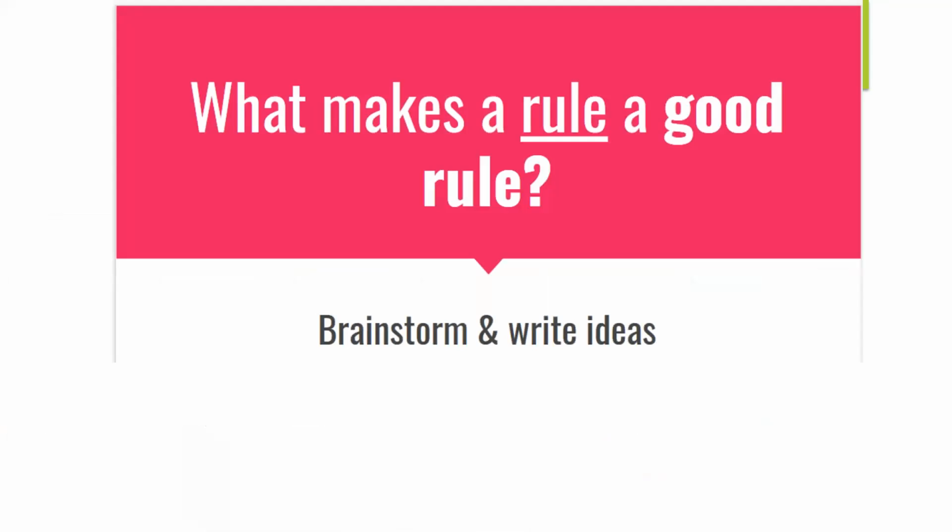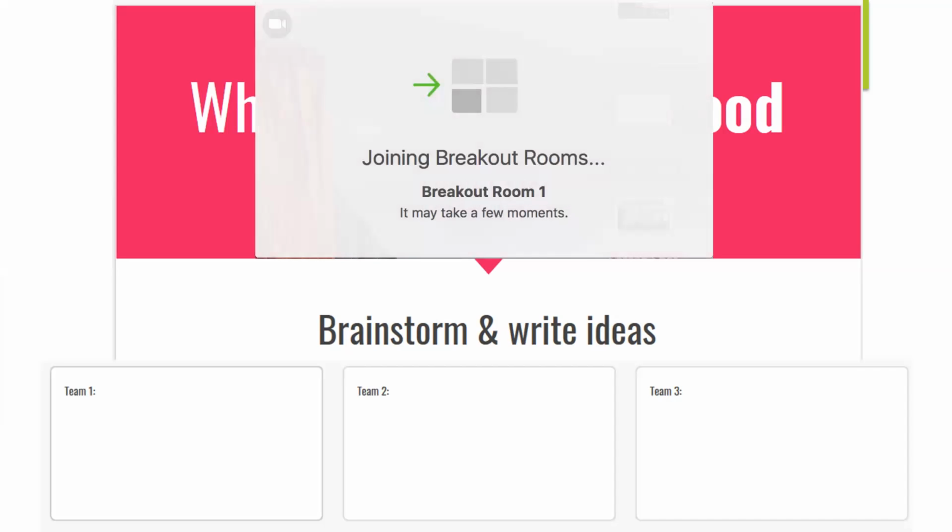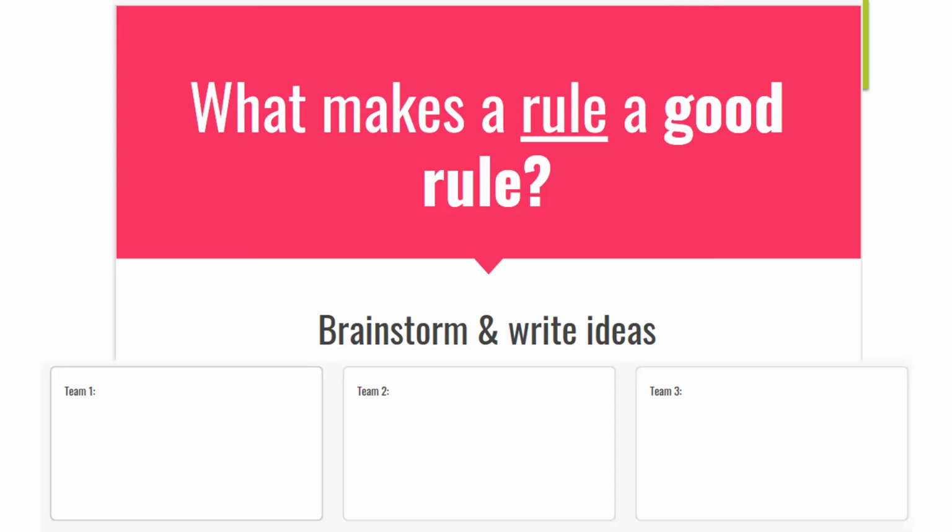Okay, so here we have a question, right? So what makes a rule a good rule? Okay, let's start thinking. Let's start brainstorming this question. What does a rule have to include? Okay, so we're going to have 3 different teams where I'm going to apply a joint breakout room. You're going to join to this room, and you're going to discuss about this one.